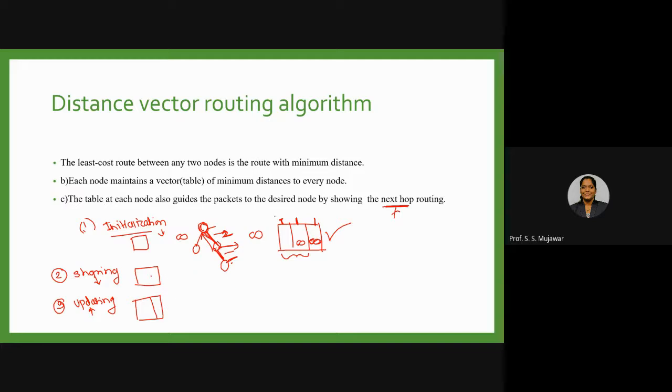Why comparison? Because initially the calculated routing table will be available, right? And after receiving the shared table, one more table will be calculated here: through this node, how much time I will require to reach this node, like this. So this table and its own initialized table will be compared, and of the two, whoever has the shortest distance will be selected finally. Okay, the concept will be clear while we solve the example.